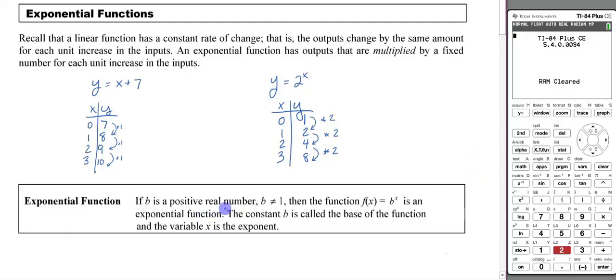If b is a positive real number with b not equal to 1, then the function f of x equals b to the x is an exponential function. The constant b is called the base of the function, and the variable x is the exponent.